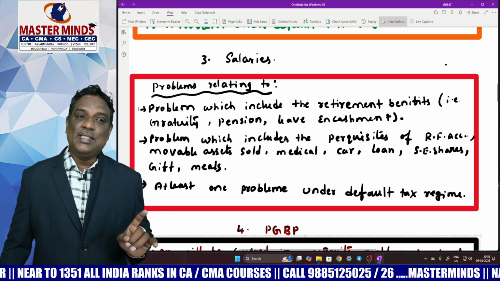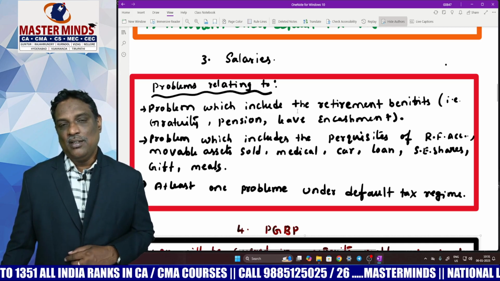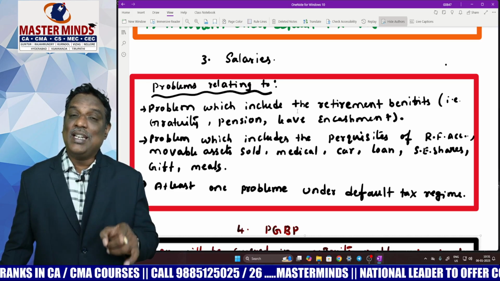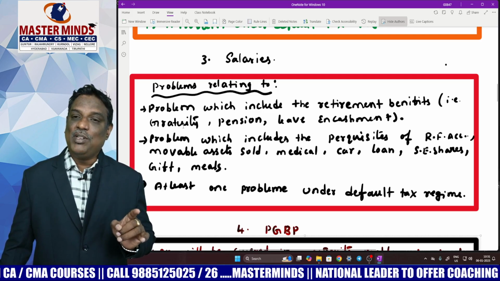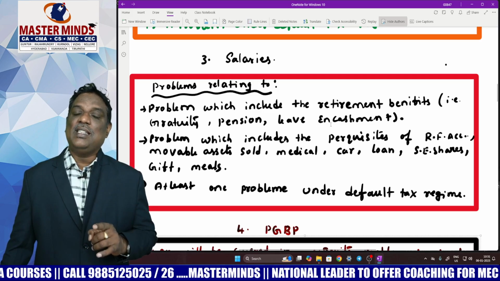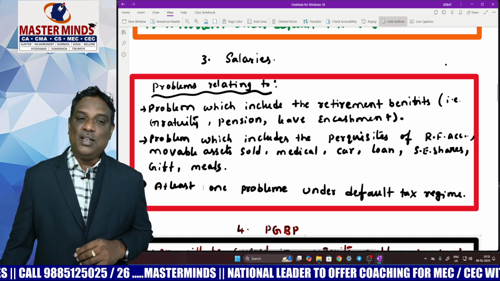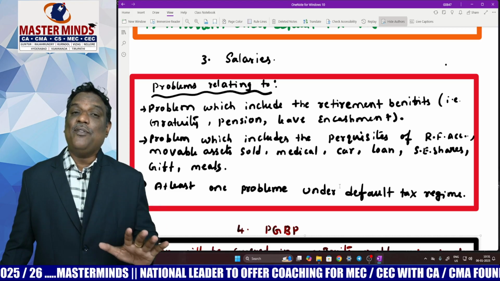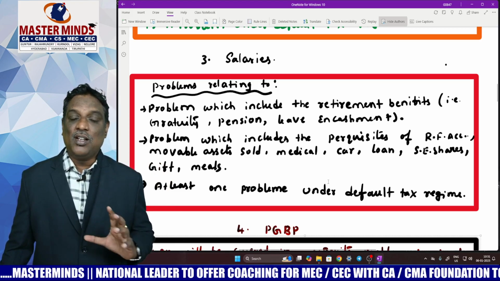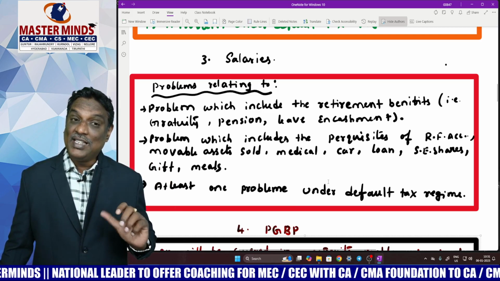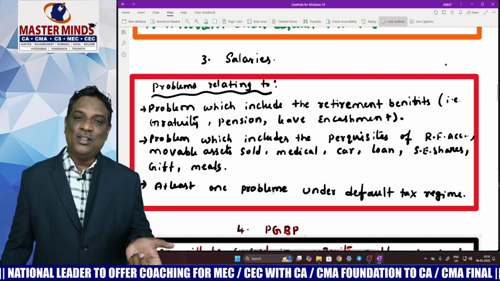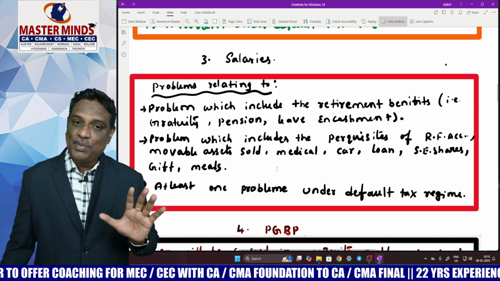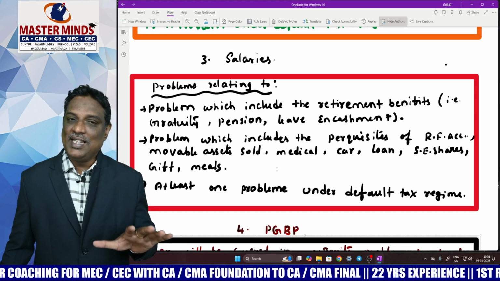Next one is retirement benefits. My dear students, please prepare at least 1 or 2 problems which involve the following retirement benefits: taxability of gratuity, pension, as well as leave encashment. Here you also need to prepare at least one problem under the default tax regime under section 115BAC, how to solve the default problem, because the default effect is severe in the salaries head. Important point. These are the important areas in the salary head. You must concentrate more on these areas while preparing.